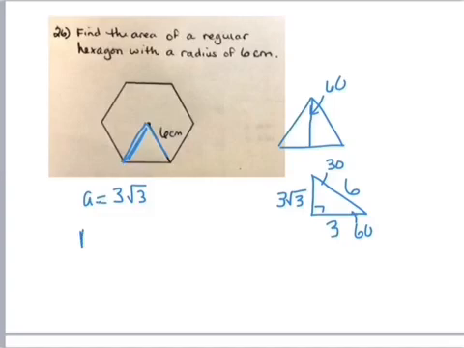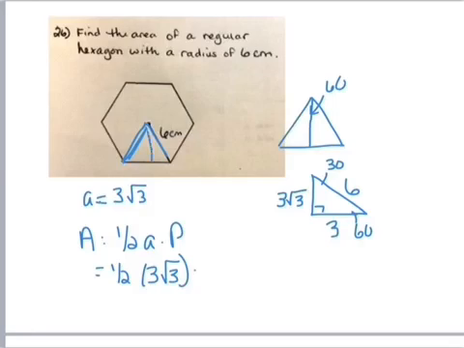And my formula for area is 1/2 the apothem times the perimeter. So substituting in 3 square root of 3, and then calculating the perimeter. Again, if I look at this triangle, if this was 3, the whole side was 6. And there were 6 sides of 6. So that makes my perimeter 36. And now just multiplying all that together, I end up with a total of 93.5 square centimeters.